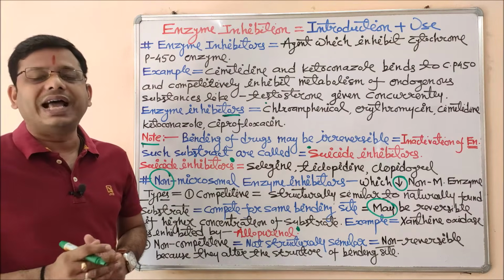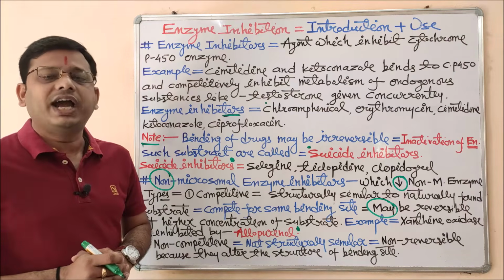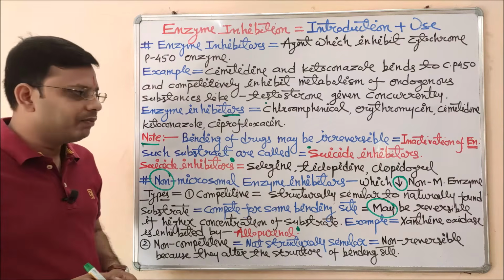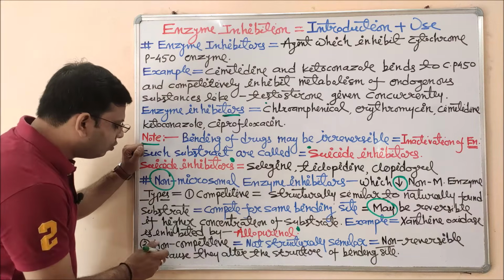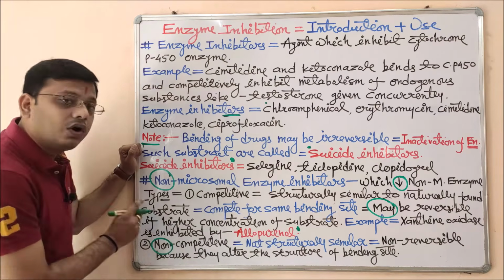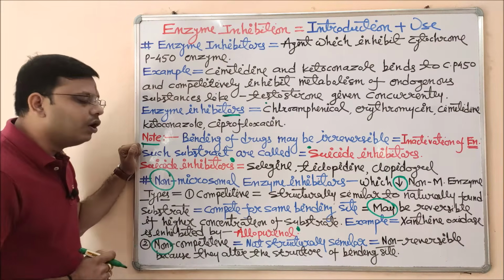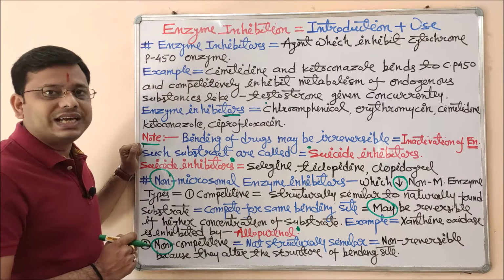In the case of disulfiram, it affects aldehyde dehydrogenase. We will see that in the upcoming presentation. So this is called a non-competitive inhibitor. Now the next one is the non-competitive non-microsomal enzyme inhibitor.